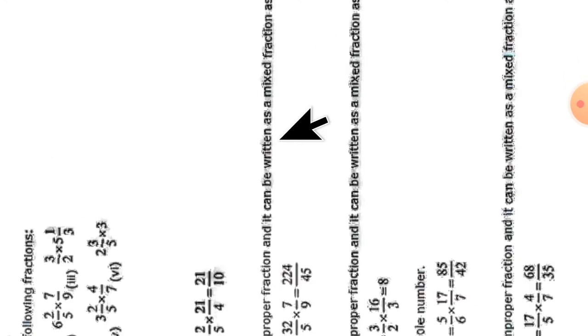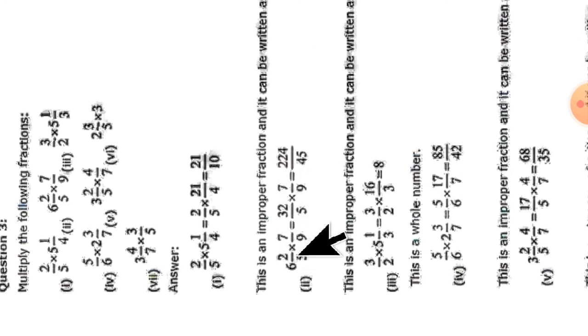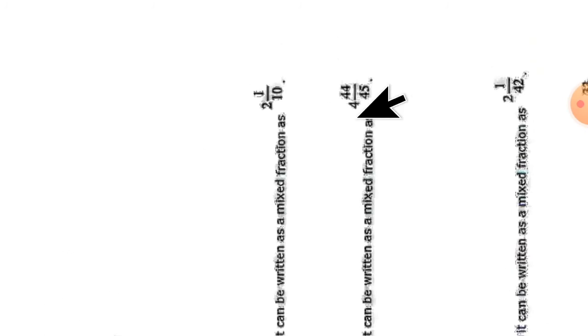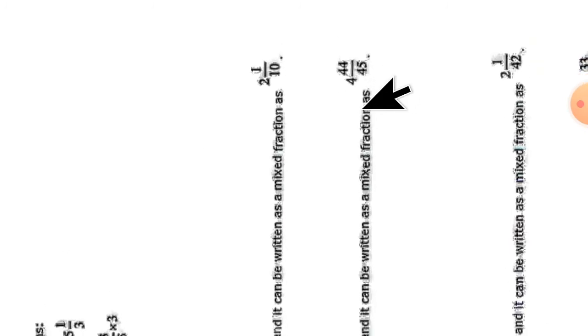Okay. Now next one, 6 integer 2 upon 5 into 7 upon 9. It will be 6 5s are 30 plus 2, 32 upon 5 into 7 upon 9. 32 multiplied by 7 is 224 and 9 5s are 45. This is an improper fraction, and again you have to divide 224 by 45. You will get 4 integer 44 upon 45.